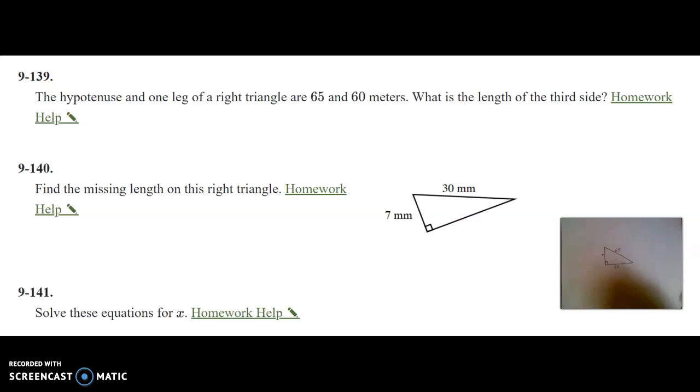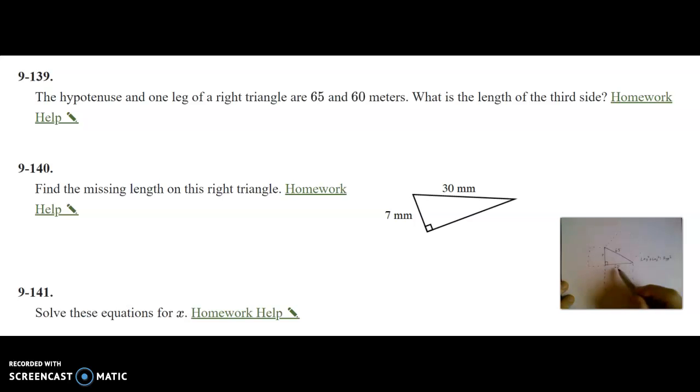And once again, just using the Pythagorean theorem. So I'm going to create these squares off of each of the sides. The largest square is going to be off the hypotenuse. I'm going to write the Pythagorean theorem down: leg squared plus leg squared equals hypotenuse squared. And throw my values in that I know.